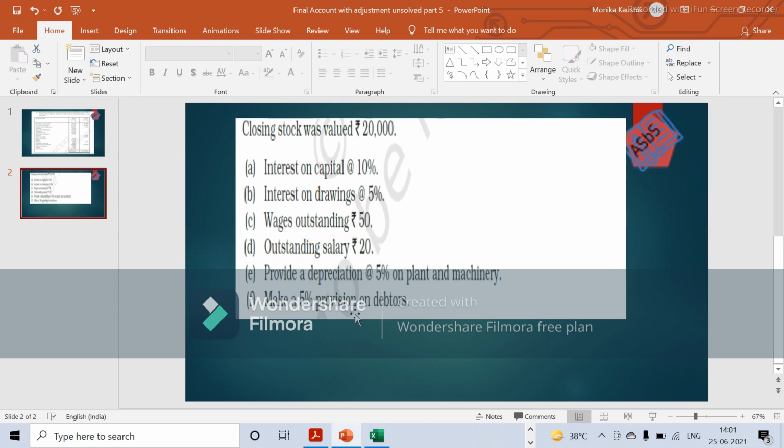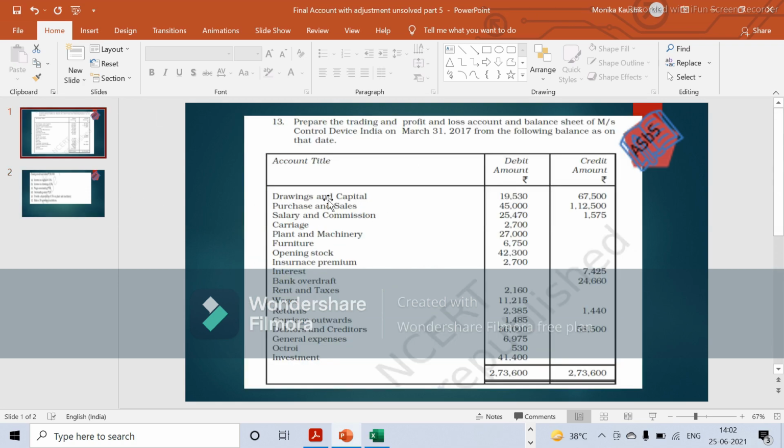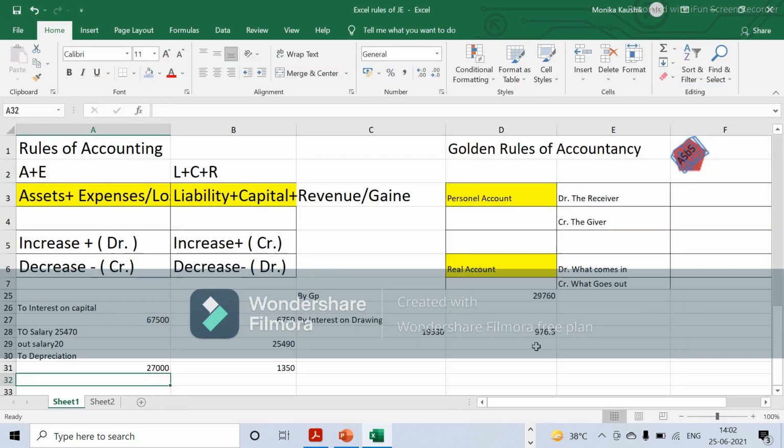Next adjustment, make a 5% provision on debtors. Provision on debtors. Nothing more is given over here. We just focus on the bad debts or the debtors. Bad debts are given here? No bad debts are given. Debtors are given. Where is it? Debtors. These are the debtors. Debtors are 36,000.